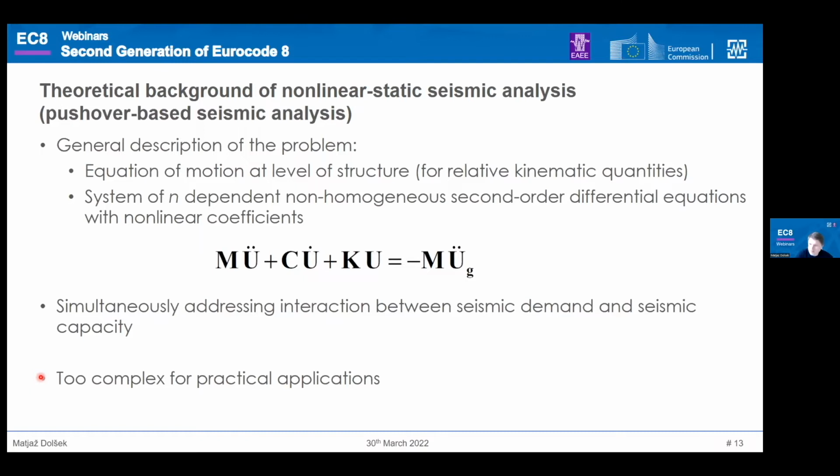And usually this is too complex for practical application, at least for buildings which are of ordinary importance, when the investment is relatively low for the design of such buildings.